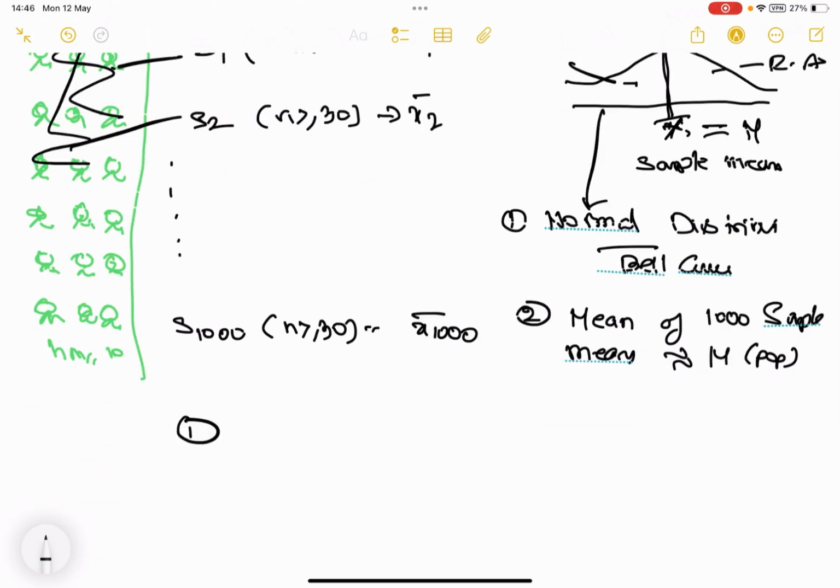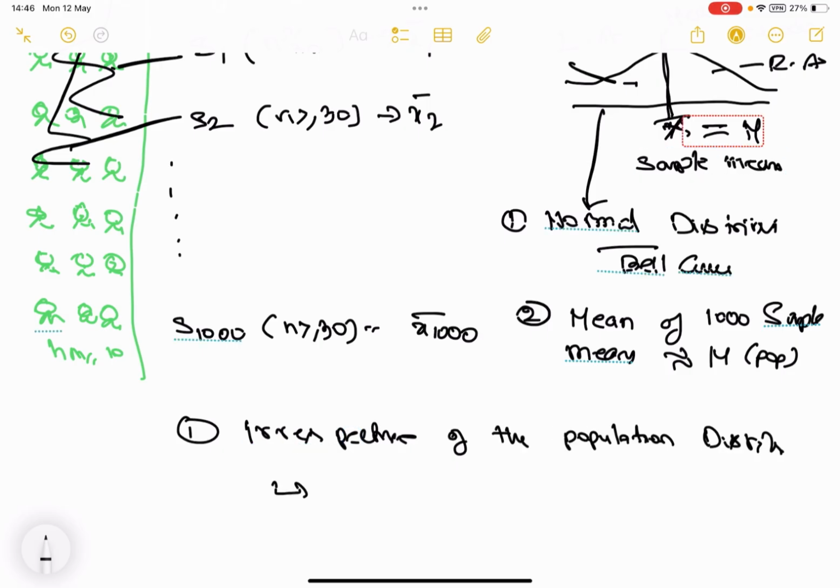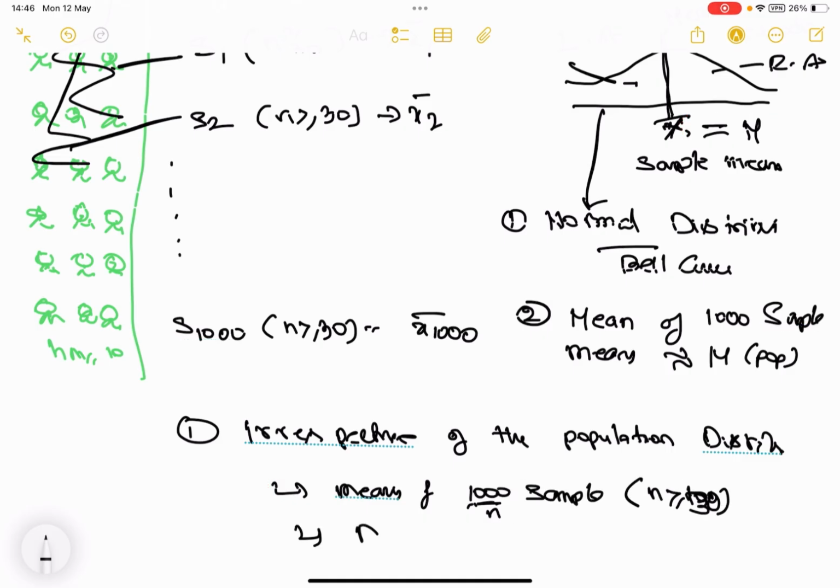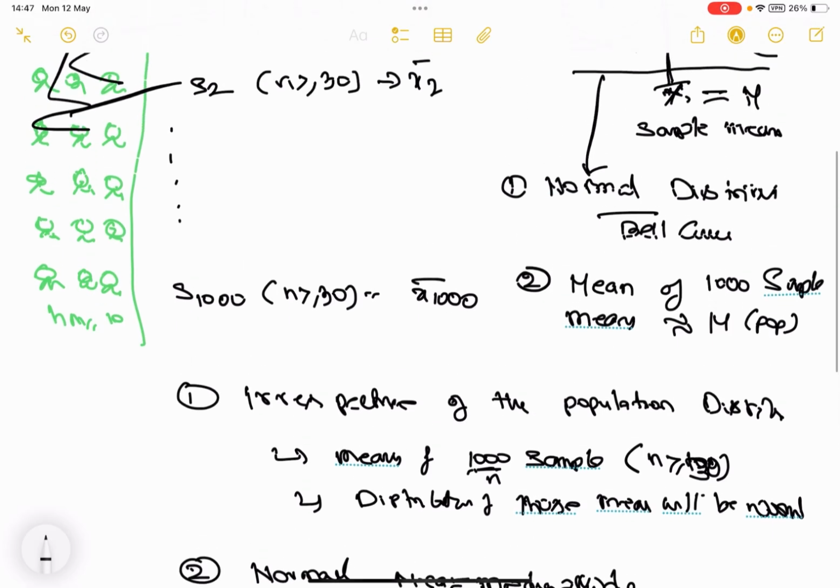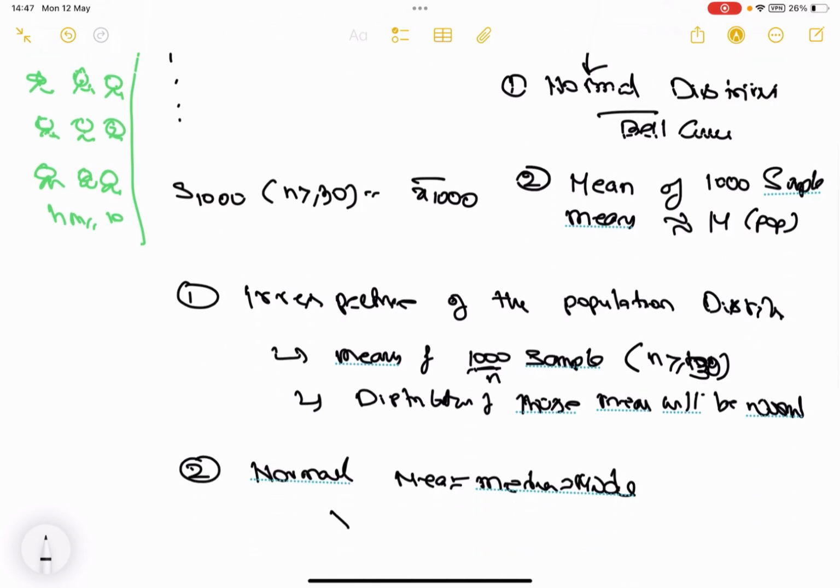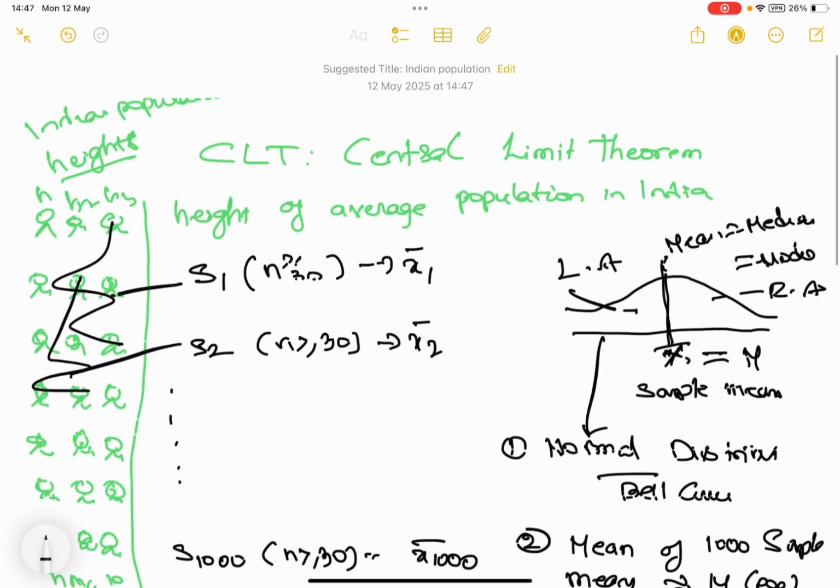One is, irrespective of the original distribution, irrespective of the population distribution, when we construct a distribution with means of 1000 samples, a bigger number basically, the more the number is, the better the accuracy will be. With 1000 samples, each sample size greater than or equal to 30, those means will follow a normal distribution, where mean equals median equals mode. If it falls in the normal distribution, typically the mean of that normal distribution will be equivalent to mu, the population mean. This is exactly what I want to achieve.